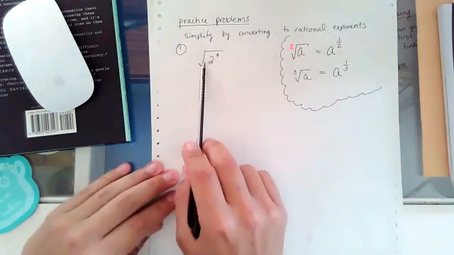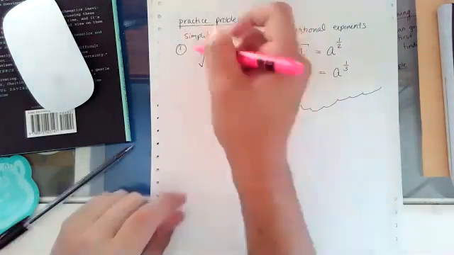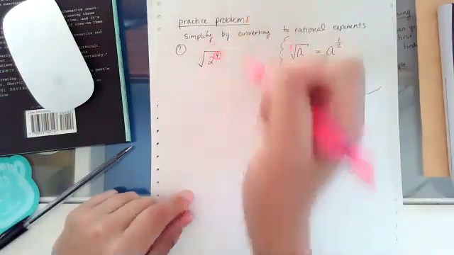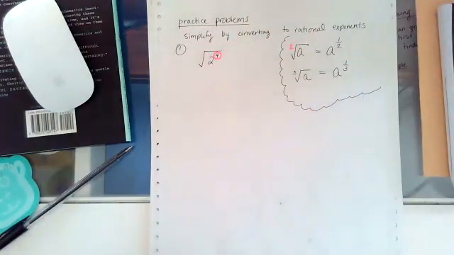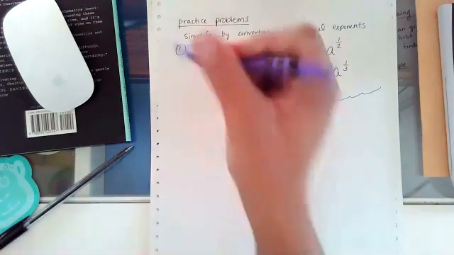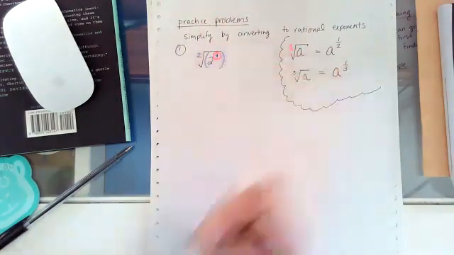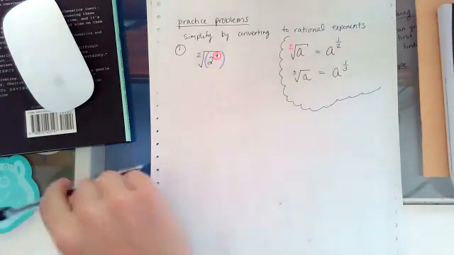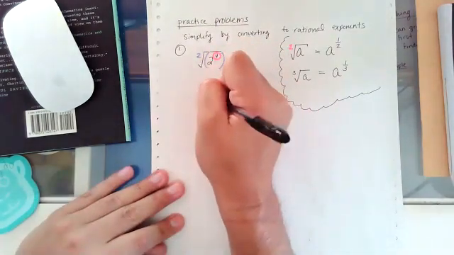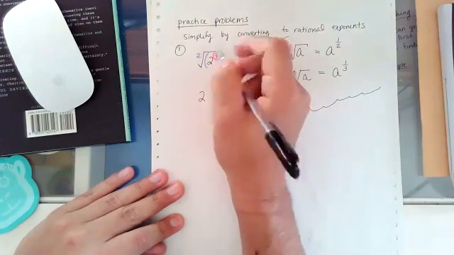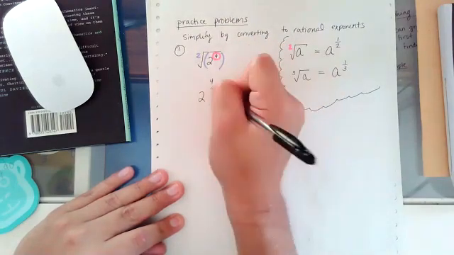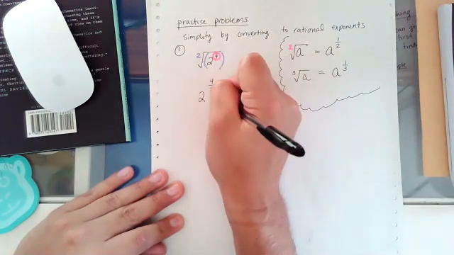Okay, so we're going to simplify by first converting this to rational exponents. I know this already has a power, and I know that this is the square root of whatever is inside here. So what you could do is write this as 2 raised to the 4th power and the 2nd root.